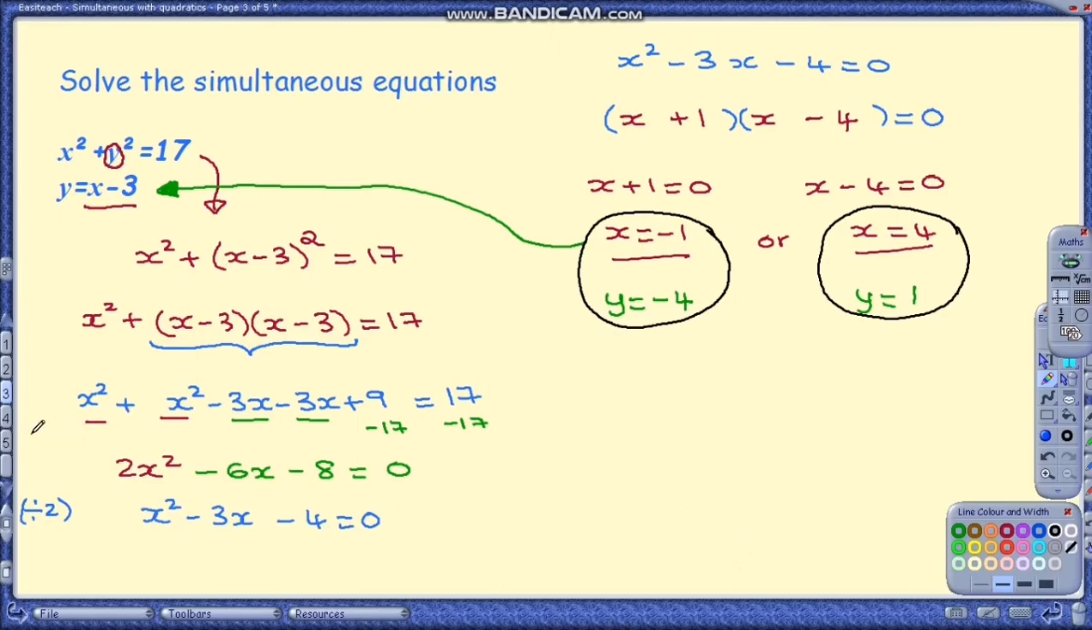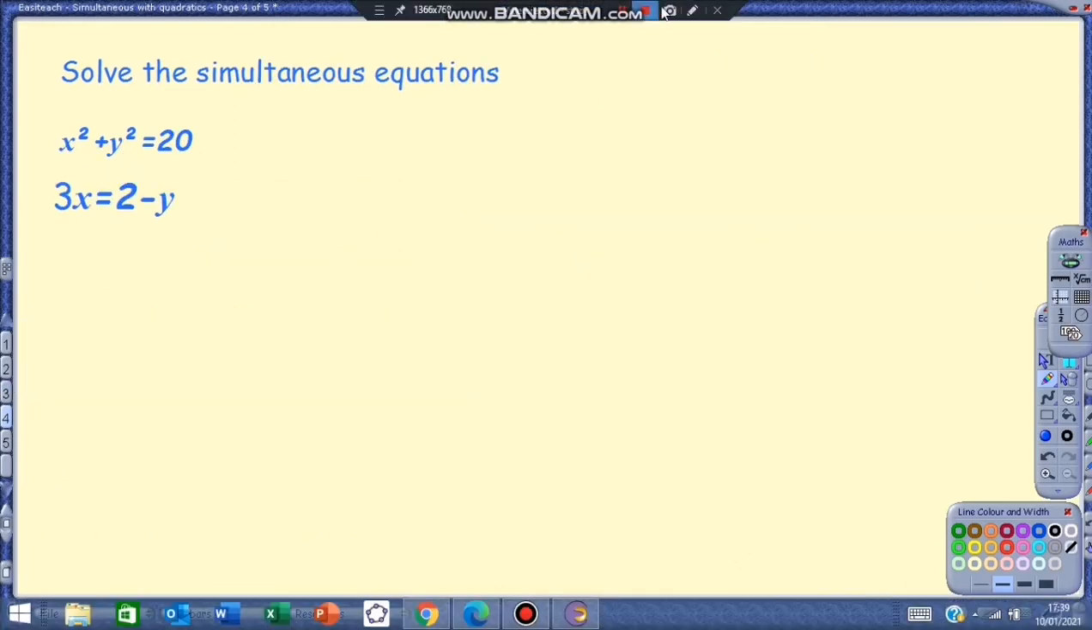Okay, now let's go over to the next. Okay, example 3, we're going to solve the simultaneous equations where x squared plus y squared is equal to 20 and 3x is equal to 2 minus y. I'm not going to do anything about x squared plus y squared equals 20. I'm going to work with the second equation first, where it says 3x is equal to 2 minus y.